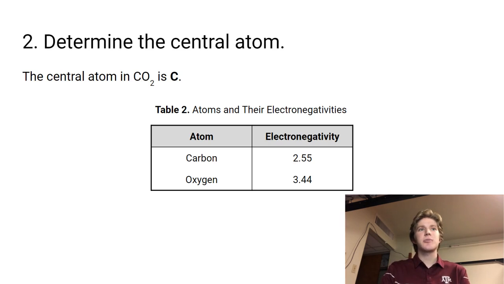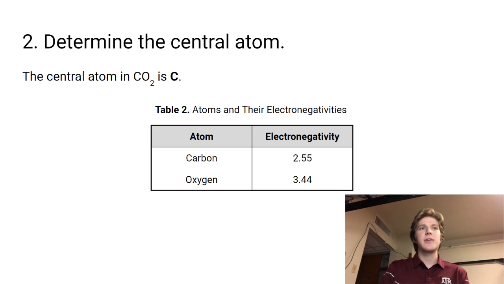And for the second step, we're going to determine the central atom, which again in the properly formatted table, we can see the electronegativities, and the central atom is going to be the one that has the lowest electronegativity. So in this case, it's carbon with 2.55.